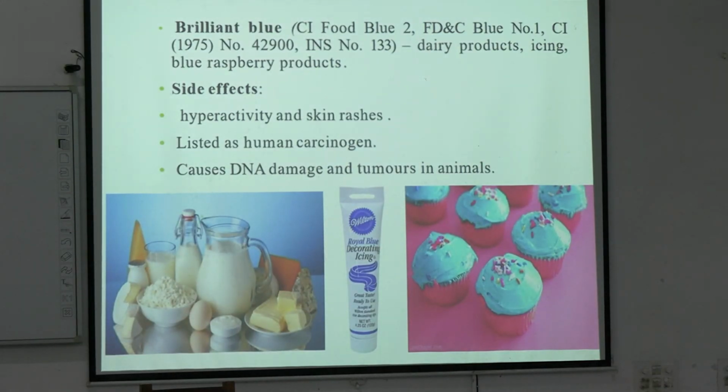Then brilliant blue, another one which is used in dairy products, icing, blue raspberry products. It causes hyperactivity, skin rashes, and is listed as a human carcinogen. In fact, most of these are listed as human carcinogens. The problem is that you might get scared. What will I take? I take ice cream, I take cold drinks, I take this, I take that. And it causes DNA damage and tumors in animals also. So this is royal blue, sometimes found on the top of your ice cream.